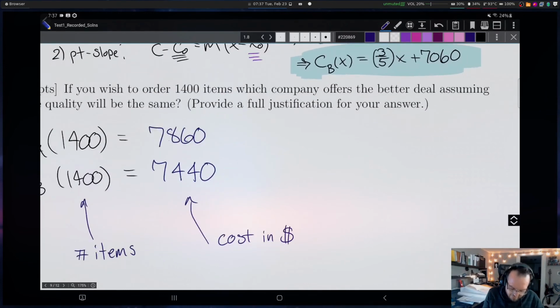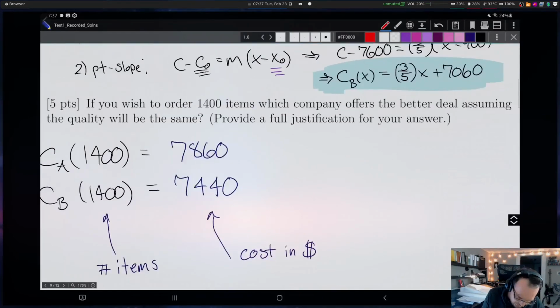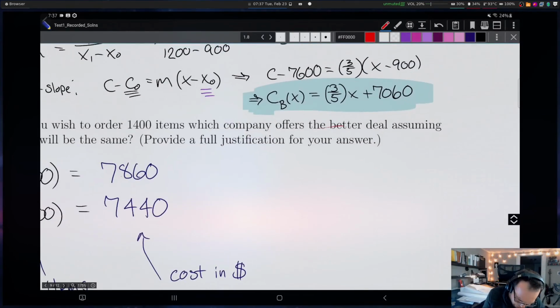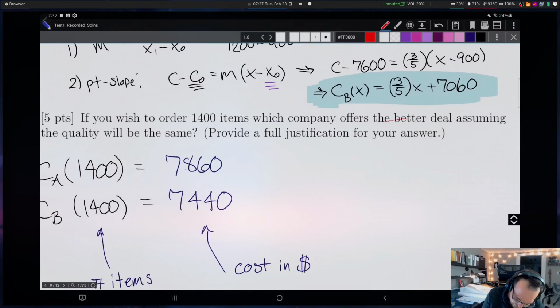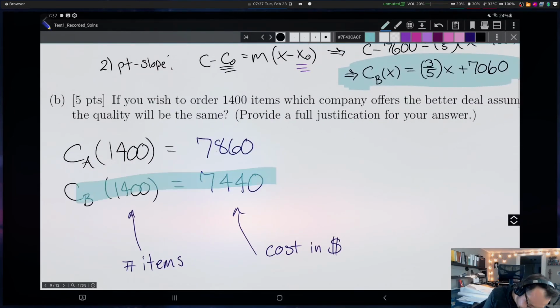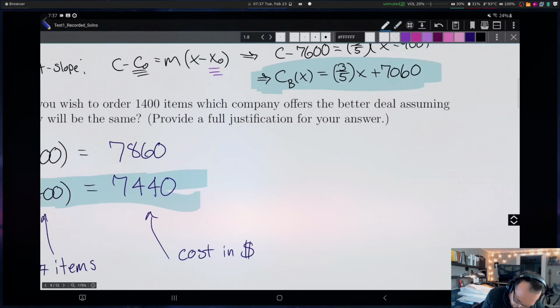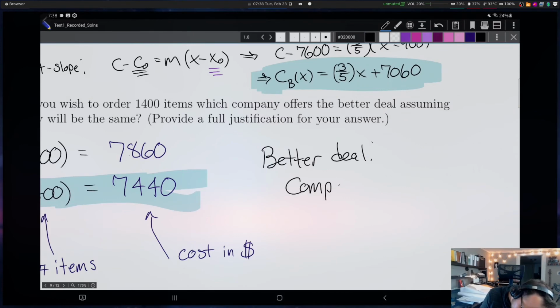And which company offers the better deal? The better deal is definitely the lower cost for the same amount of items, assuming the quality is the same. So just which one has the lower cost? Definitely this one here. But maybe I need to tell the reader what the actual answer is. The better deal: Company B. Why? Lower cost.